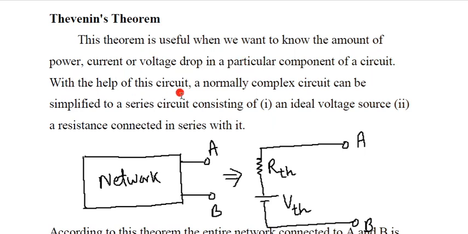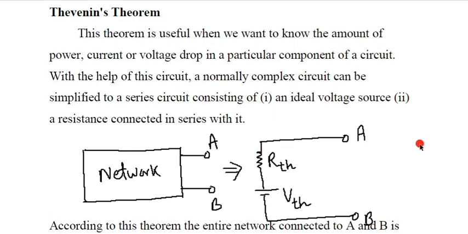With the help of this theorem, a normally complex circuit can be simplified to a series circuit consisting of an ideal voltage source and a resistance connected in series with it. We convert any complex network to a very simplified circuit which consists of one voltage source that we call VTH, and in series with that voltage source there is one resistance that is called RTH, and these are the two terminals. A and B are the terminals between which we place the load resistor.